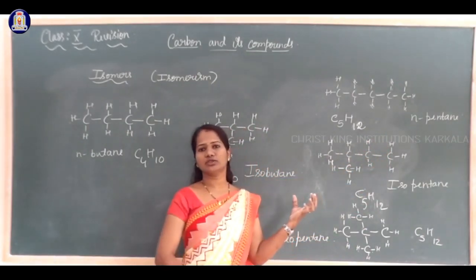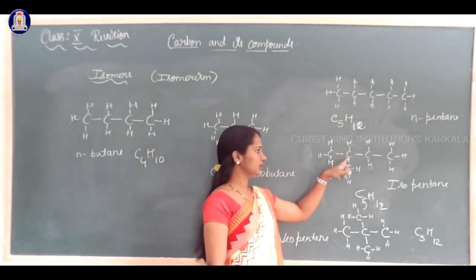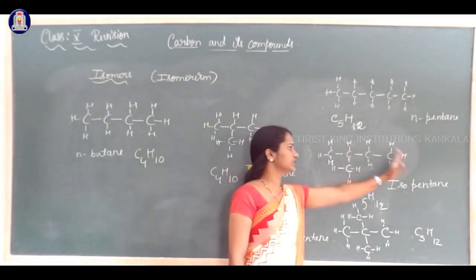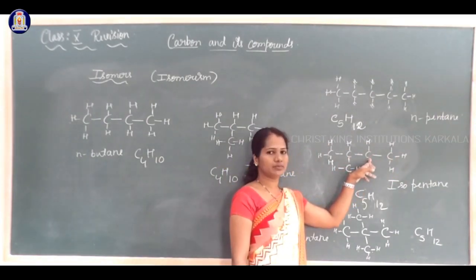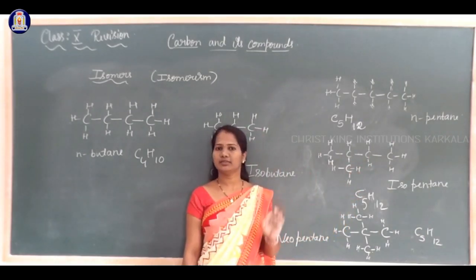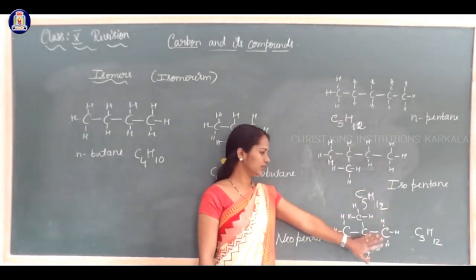While writing the structure of isopentane, you can give the branch of carbon either for the second carbon from this side, or from this side you can give a branch for this carbon. So both are isopentanes only. For pentane, there are 3 isomers: normal pentane, isopentane, neopentane.